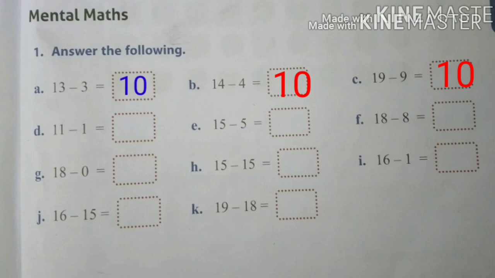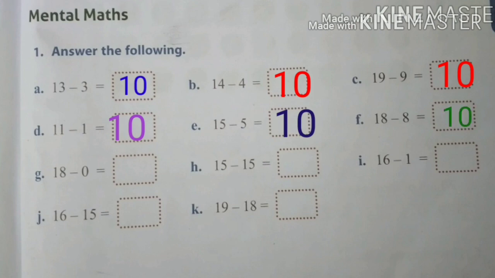The next problem, 11 minus 1. Here also the ones place digits are same. So our answer will be 10. The next problem, 15 minus 5. What will be the answer? Yes, 10. And the next problem, 18 minus 8. Here, ones place digits are same. Which are the ones place digit? Yes, 8. So, our answer will be 10.